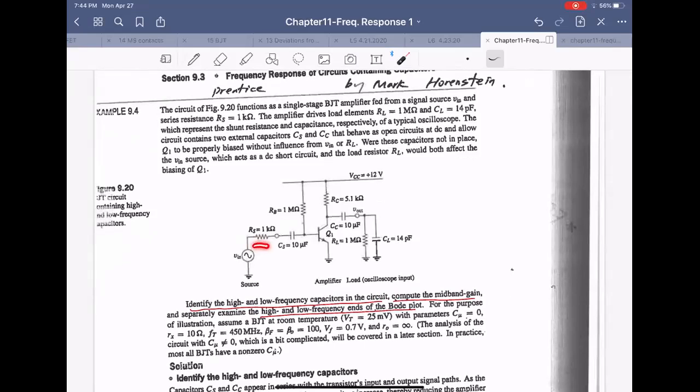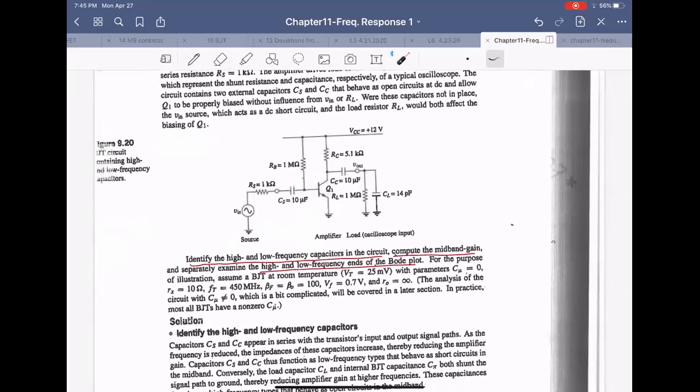There's R sub S 1 kilo ohm and C sub S is 10 microfarad and R sub B 1 mega ohm, and RC and the CC and RL and the CL in parallel like that. In this problem, identify the high frequency, low frequency capacitors in the circuit. This C sub S is a low frequency problem, right? And also C sub C will be a problem at low frequency. At high frequency, this will be short, and this will be short.